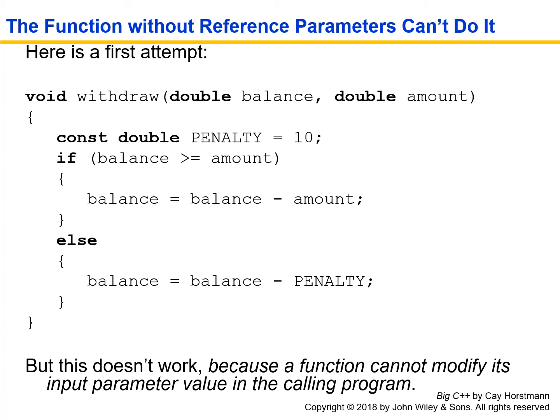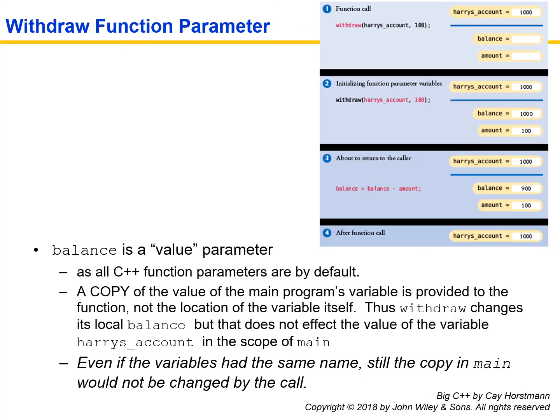The problem is that balance is a value parameter. All function parameters are value parameters by default. That means we make a copy of the main program's variable and assign it to the variable balance. So balance equals 1000 because it's a copy of Harry's account. Balance changes to 900, but then as soon as the function returns, balance disappears and Harry's account is still 1000.